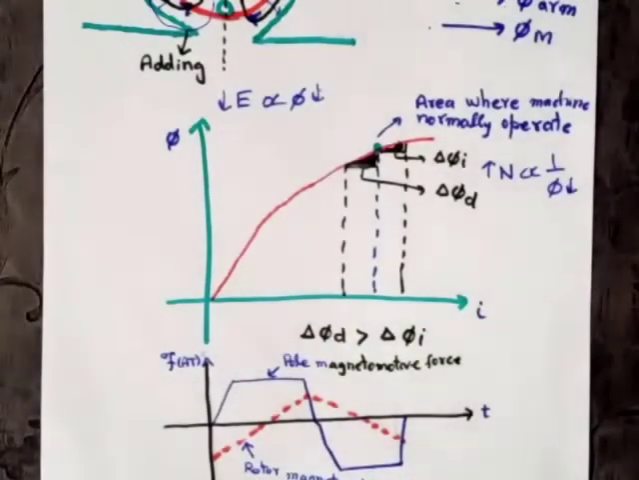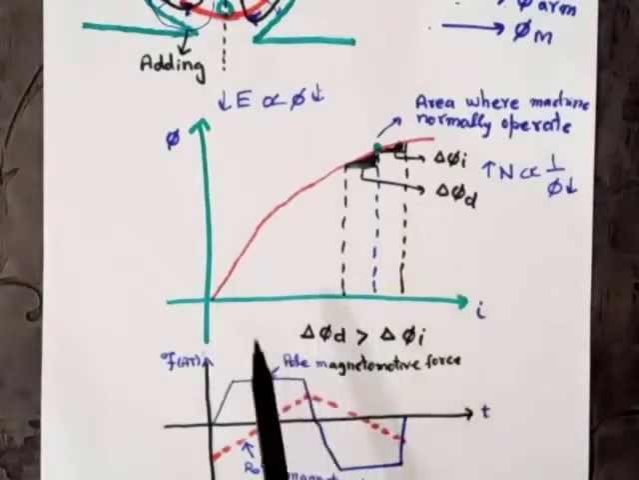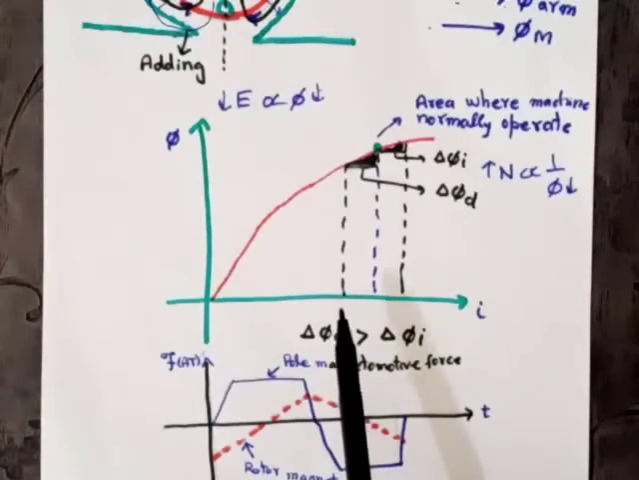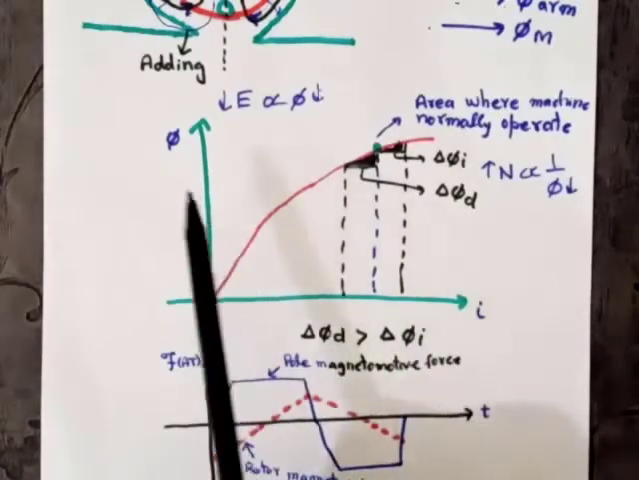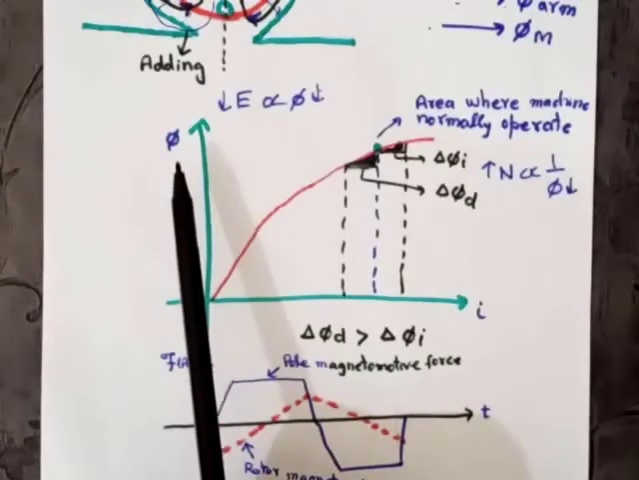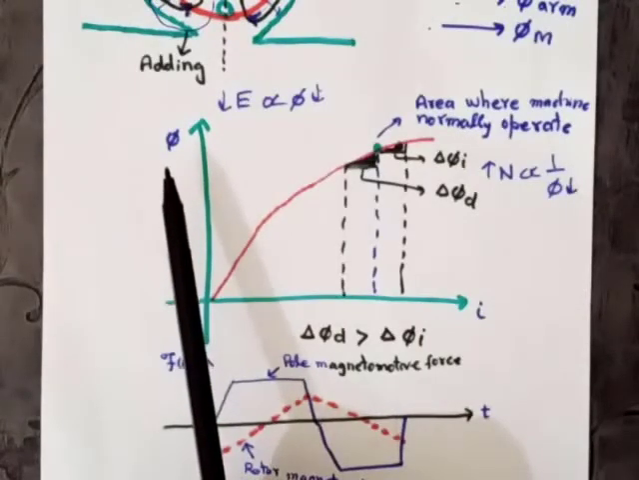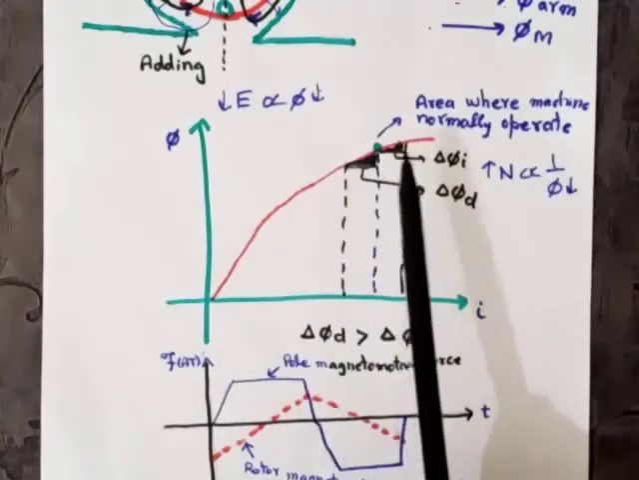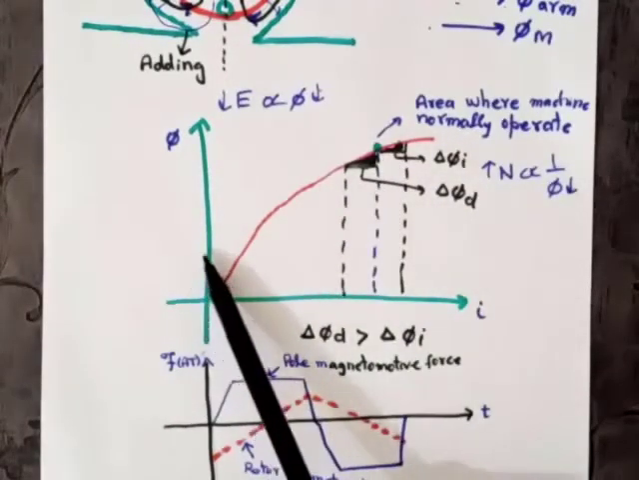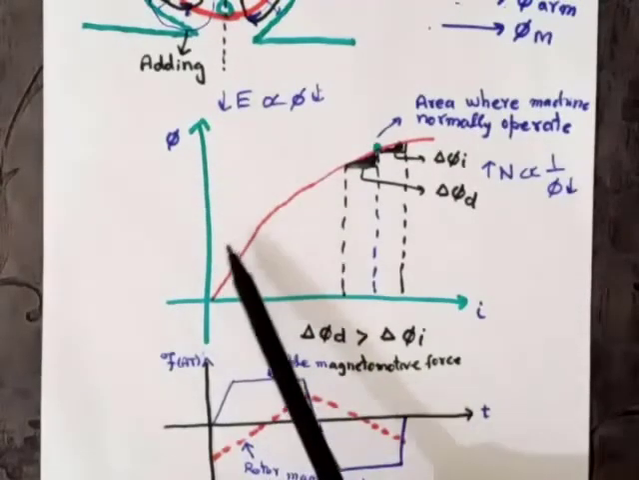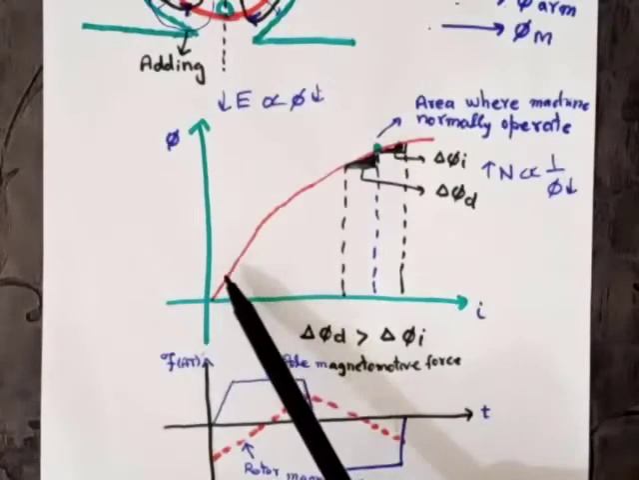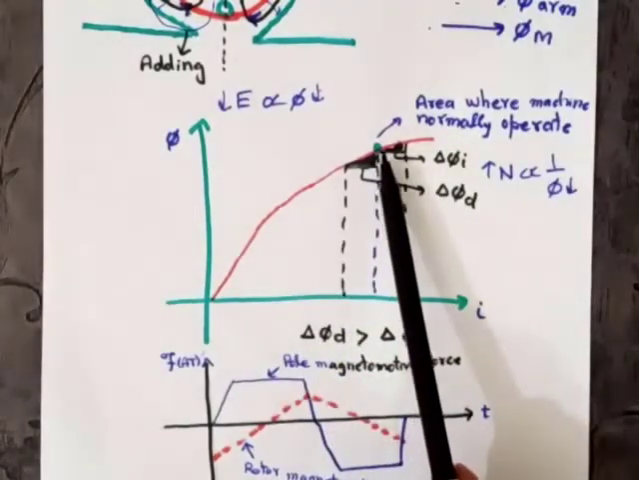Flux will increase or decrease, we will discuss here. As you can see in this diagram, if I draw the curve, this is the current and this is the flux. For a DC machine, you will get a graph like this. This is the flux in the core. This is the point where normally the machines operate, near to the saturation point.